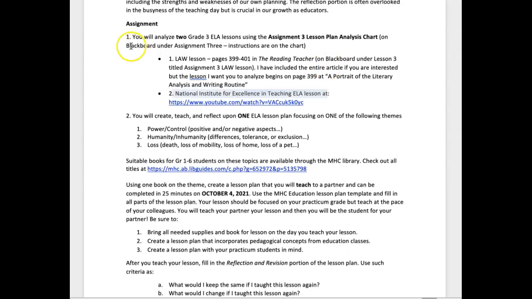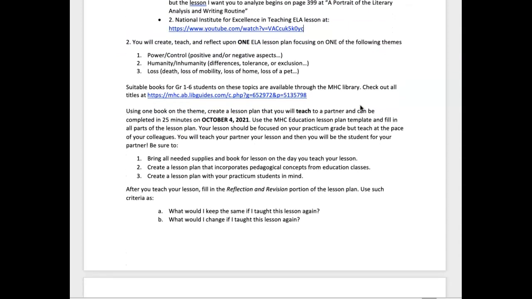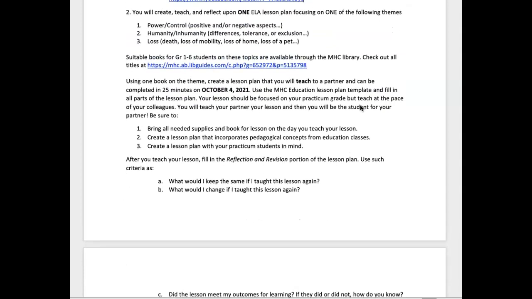Okay, so that's this analysis part, and that's where you're going to use the lesson plan analysis. Then, using your newfound knowledge about how to create an ELA lesson, you are going to actually create, teach, and then reflect upon one ELA lesson focusing on one of the following themes. So I want you to start to think thematically. These are some big topics that I think we need to tackle, and we'll talk about this in class.